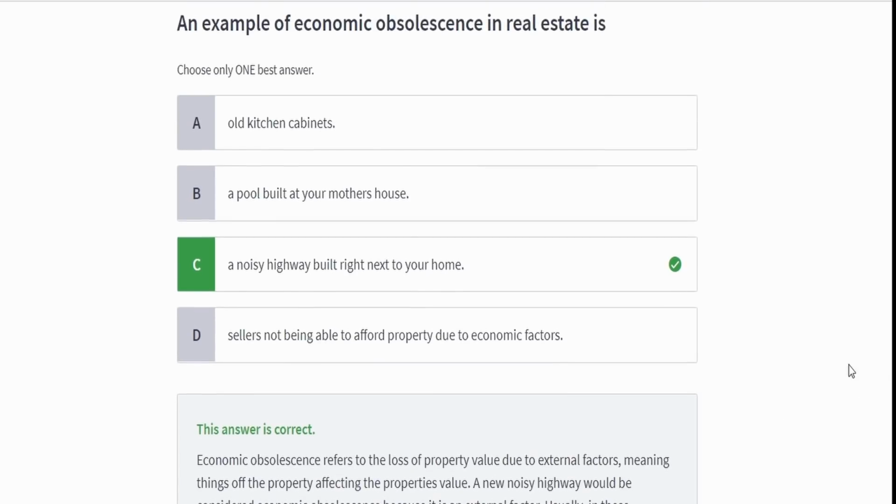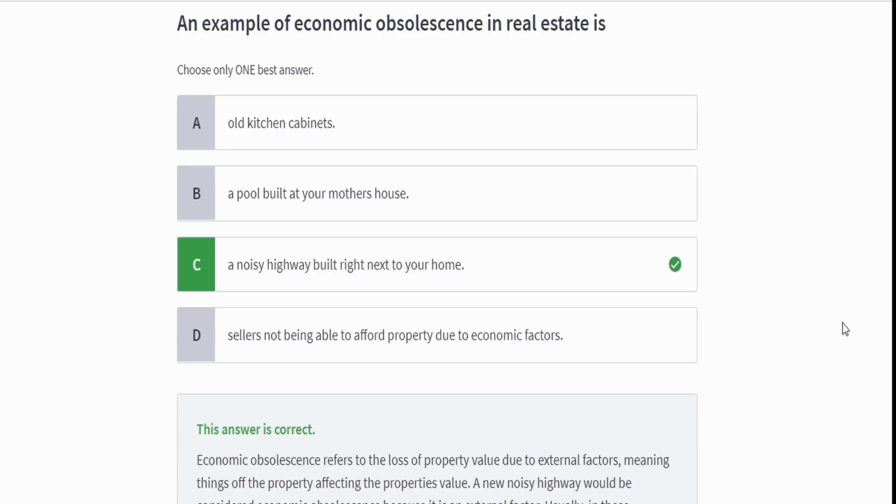And that makes sense, right? If we're looking at these other examples, old kitchen cabinets, a pool built at your mother's house, sellers not being able to afford property due to economic factors. I mean, again, technically D almost sounds correct, right? Sellers not being able to afford property due to external factors. But read that answer and then think about that again. It says sellers not being able to afford property. That part doesn't have to do with economic obsolescence.